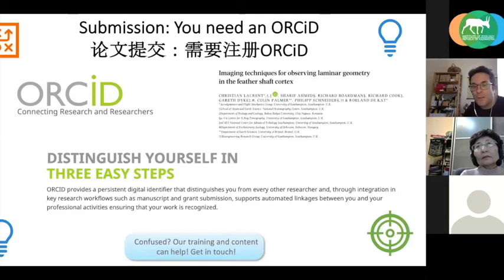You may have seen these little green identification numbers next to author names on published work. This is an identifier that distinguishes you from other researchers. It's great for finding people around the world. It's great for making yourself known around the world. Great idea, great thing to sign up for.